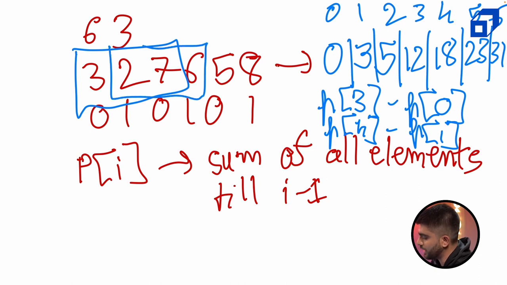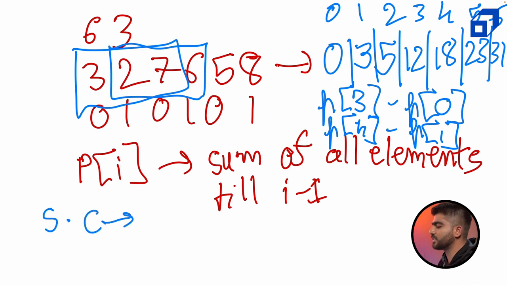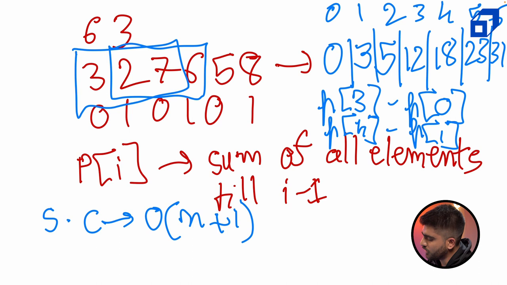For 2, 7, and 6, it's 15. So if you take a look, P of 4 minus P of 1, 18 minus 3 is 15. So this logic will work as well, but there is one issue, and I definitely said that this is not going to be the most optimal one: the space complexity again is O of n. And why is it O of n? It's because we are going to use a prefix sum array, which is going to store n plus 1 elements, so it's n plus 1, which is order of n only.